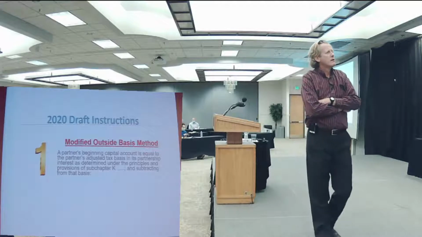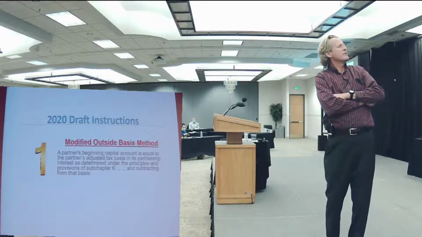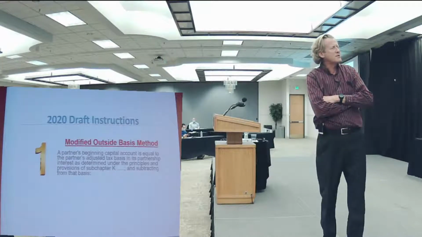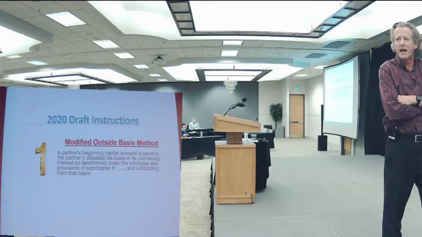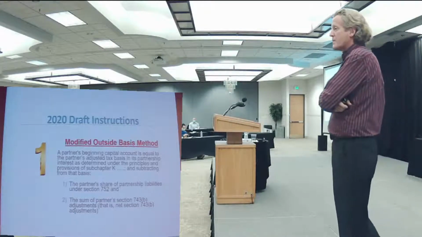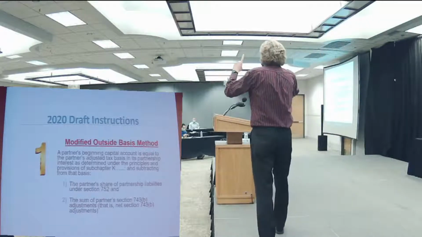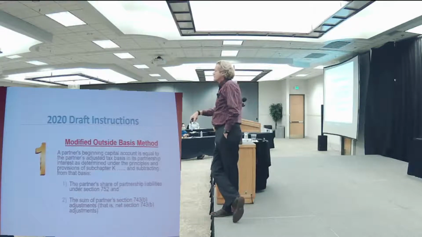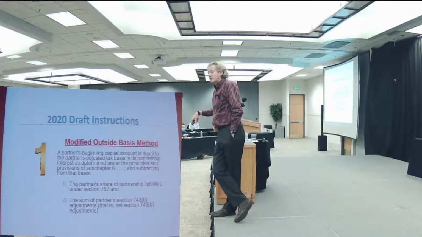Well, this is equal to my partner's adjusted tax basis in their partnership interest under the principles and provisions of subchapter K, and subtracting from that the partner's share of liabilities under 752 and the sum of their 743(b) adjustments. Now think, partner's outside basis includes what? Their proportionate share of the partnership liabilities.